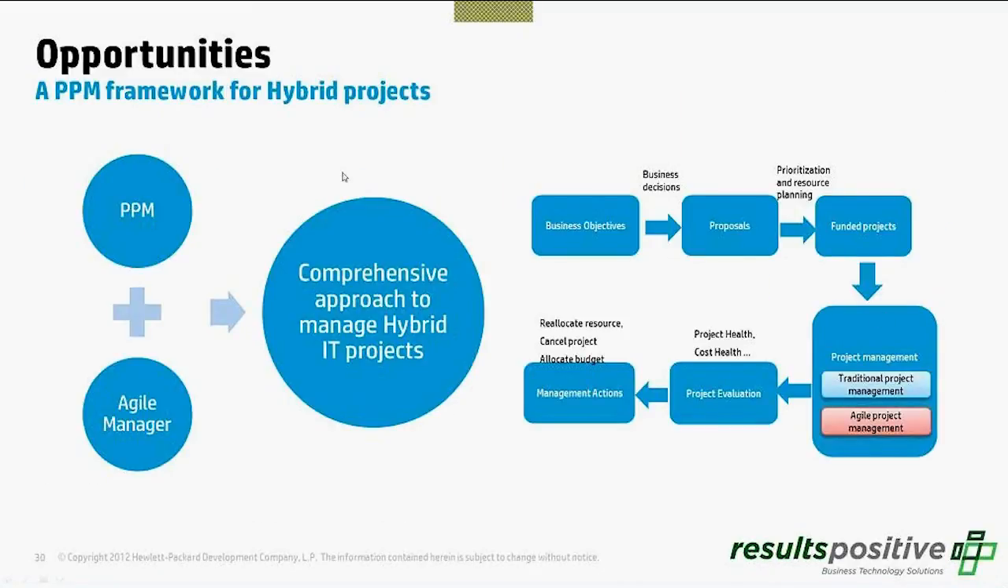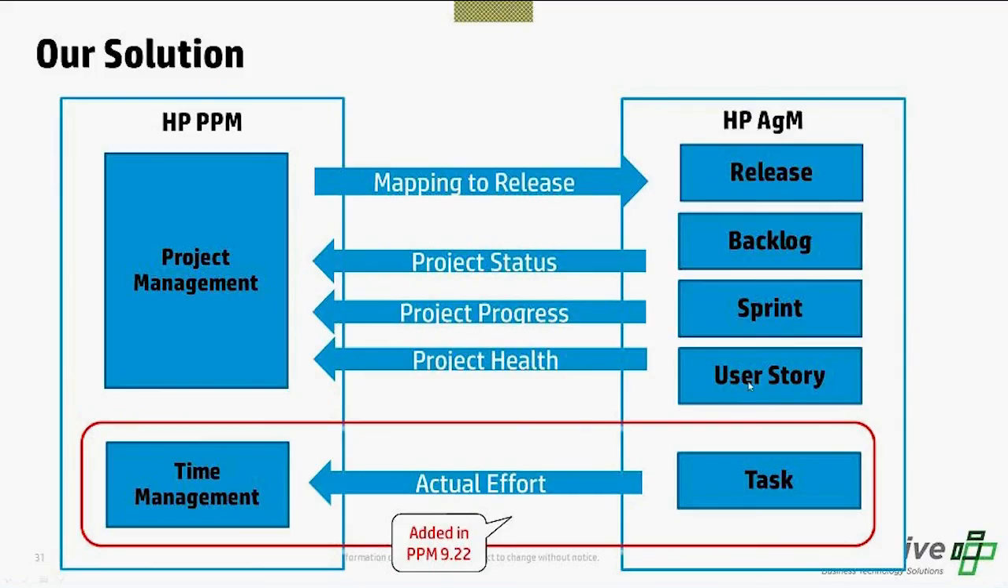And so, as we look at the overall view of PPM and Agile Manager together, within PPM you have business objectives and proposals, and you fund those projects, and then you really decide at that point, or based on the project or the organization, whether it's going to be some traditional method like waterfall or potentially an agile project. This is where the Agile Manager integration fundamentally comes into play, and I'll show that as we go through this. The solution from an Agile Manager perspective, you're doing your project management in PPM, you map that to a release within Agile Manager.